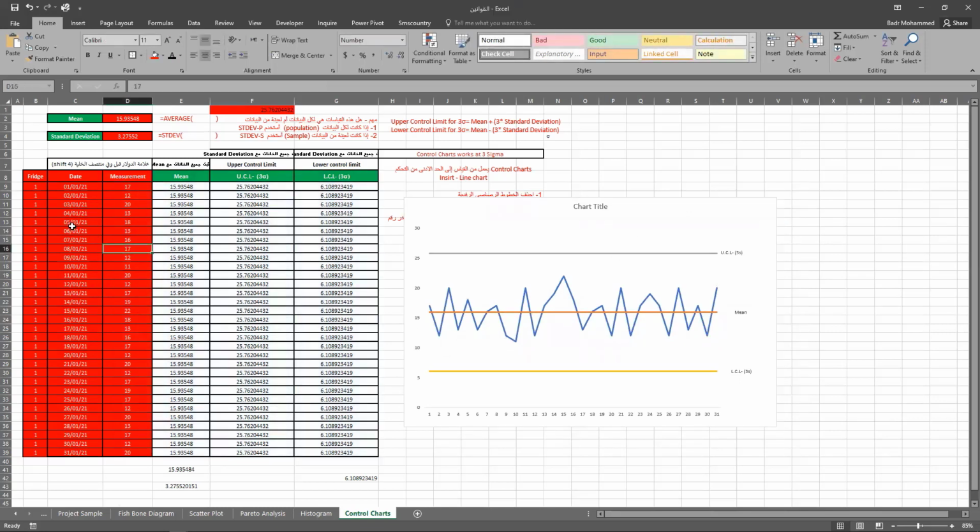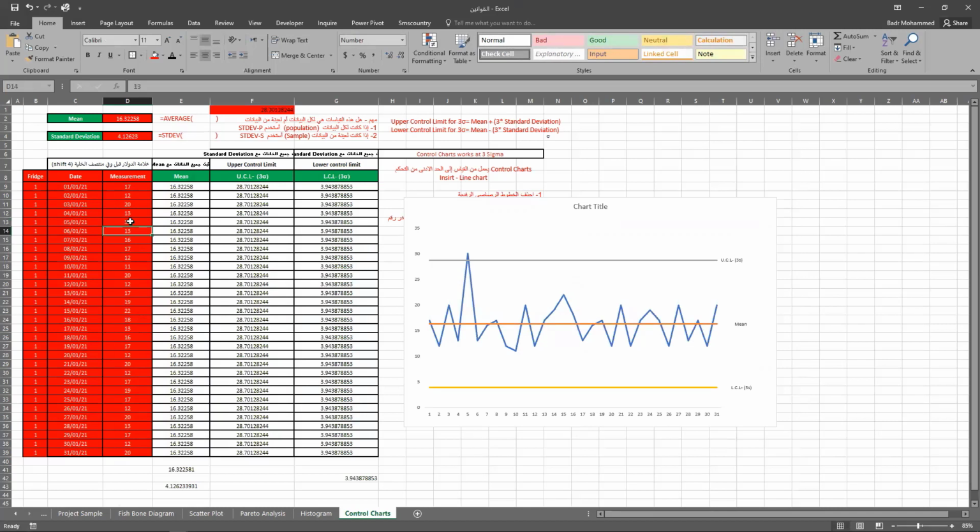If, for example, on date 5, instead of 18, it is coming 20. This is a degree. Okay, up to now we are normal. But if it is coming 30, what is this one? Special cause. Yes, now we have a special cause.